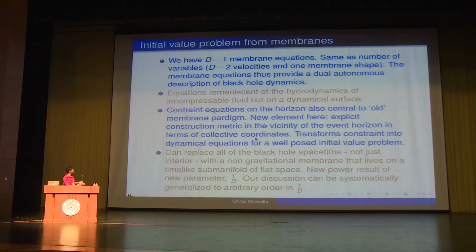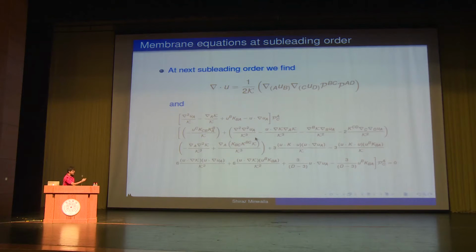So in other words, we've now established a duality between two different problems. First problem is solving Einstein's equations for black holes. The second problem is solving the membrane equations for this membrane. You do one, you've done the other. Of course, to leading order in 1 by d. Now we've taken this forward to the next order.